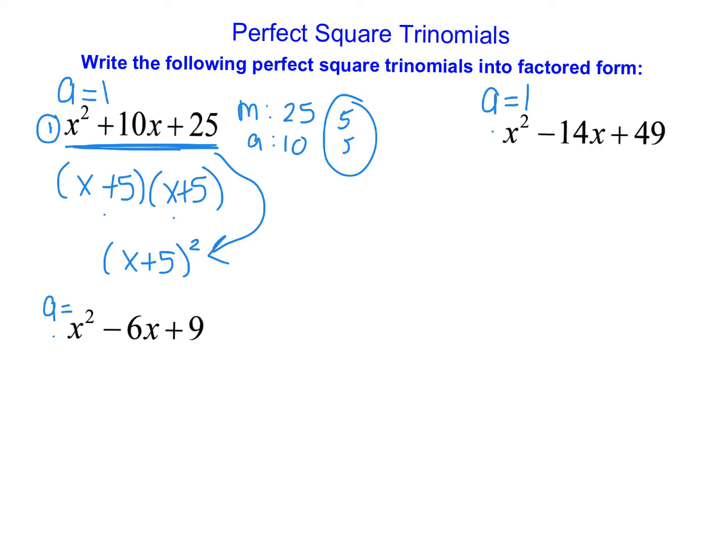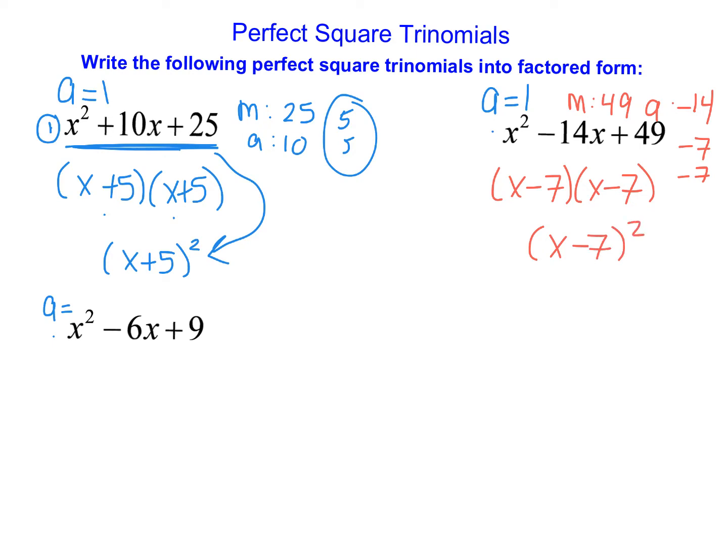If I look at this second example, I need two numbers that multiply to be 1 times 49, which is 49, and that add to be negative 14. Hopefully you're already thinking of negative 7 and negative 7, so this can be rewritten as x minus 7 times x minus 7, and since it's the same thing times itself, it can be written as x minus 7 quantity squared.